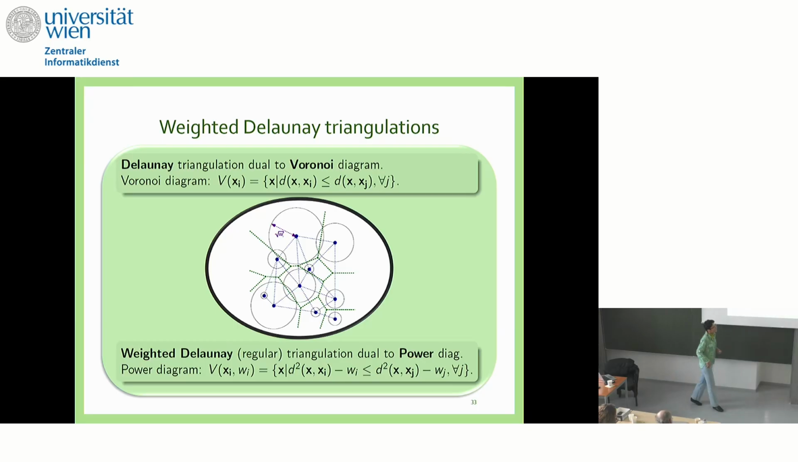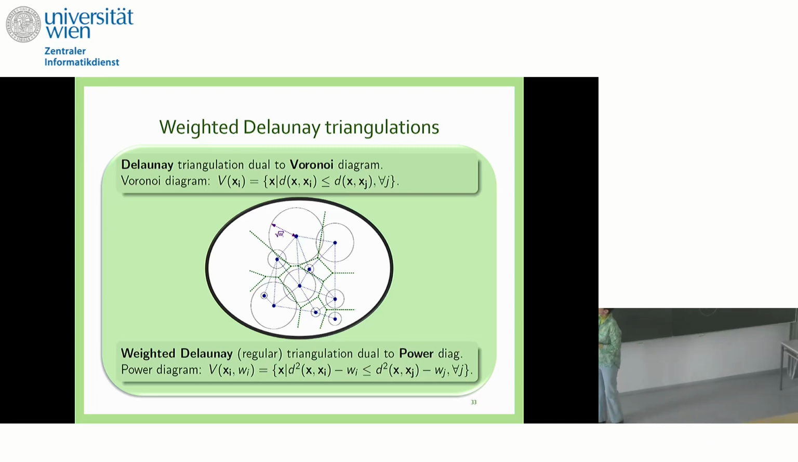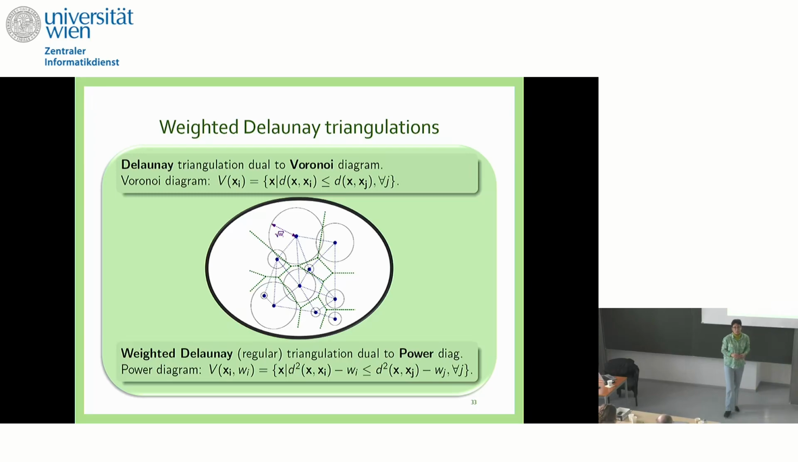So the idea is to add an additive weight to the Euclidean distance that we had before to define what we call weighted Delaunay and the generalized Voronoi diagram, usually called Laguerre diagrams or power diagrams. There is a specific reason it's called power: it's the power with respect to the corresponding circle. And the corresponding dual is what we call weighted Delaunay triangulation. Sometimes it's called regular, and I will explain why.